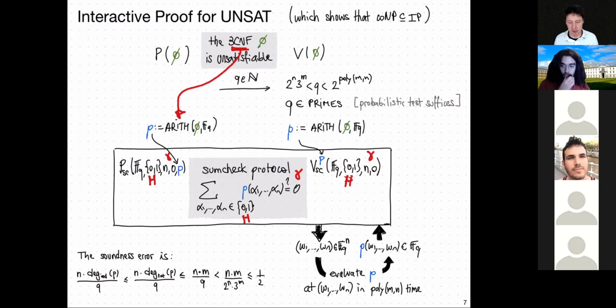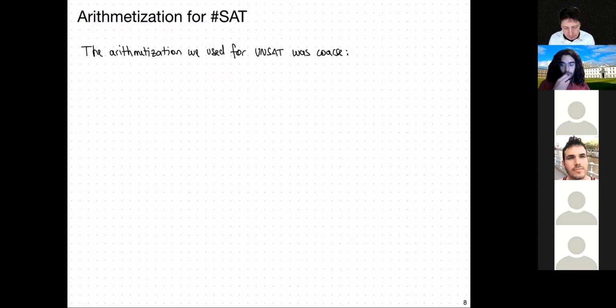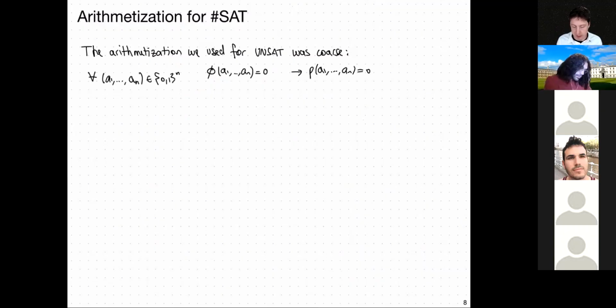Great. Okay. So onwards. So let's say that we want to talk about sharp SAT. Now, the arithmetization that we used for unsat was rather coarse in the sense that for every Boolean input, we did know that if the Boolean formula was 0, then the polynomial at that input would get 0. But all we knew, if the Boolean formula was satisfied by this Boolean input, is that the corresponding polynomial will give me some positive value that is at most 3 to the n. That's not very helpful.